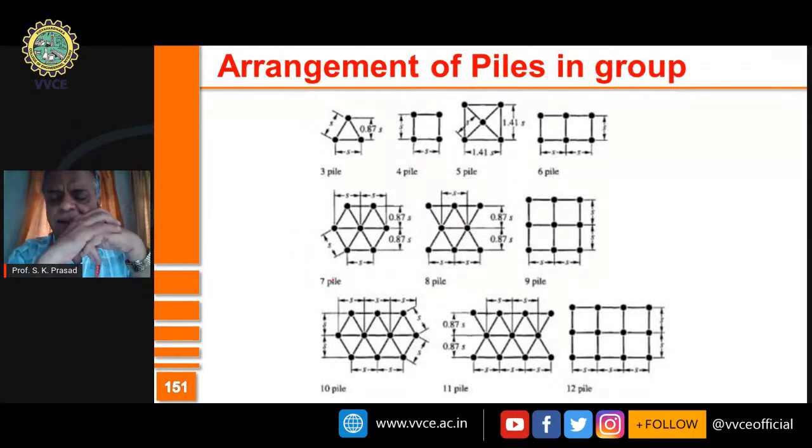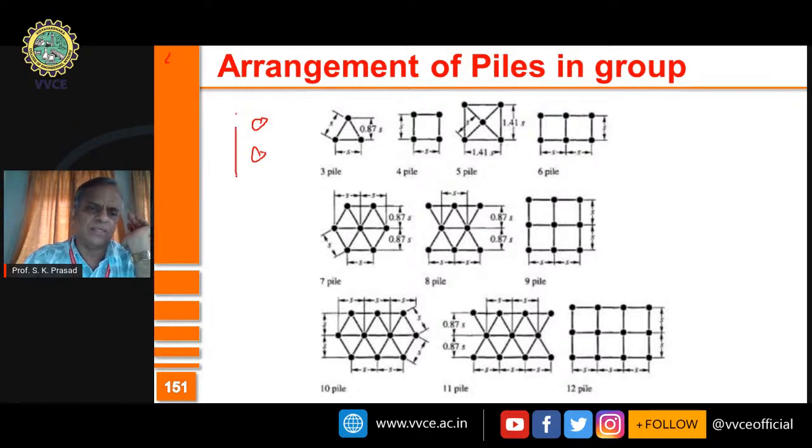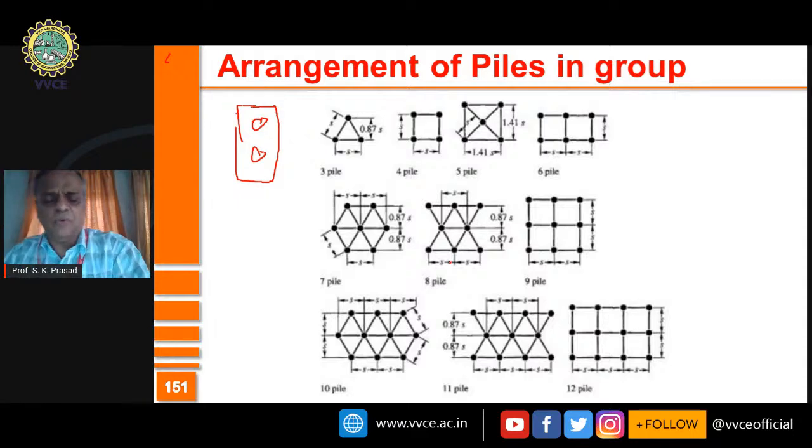How the piles are arranged in plan: if you have only 2 piles, very rarely you will have only 2 piles, you're going to arrange them together like this with a single pile cap. If it is 3 piles, you arrange them like this; 4, 5, 6, 7, and so on. You arrange in whatever fashion you want. This is how piles in a group are arranged.